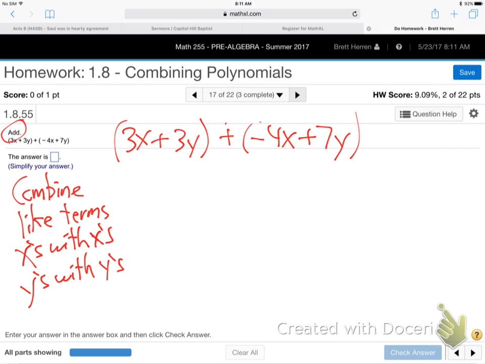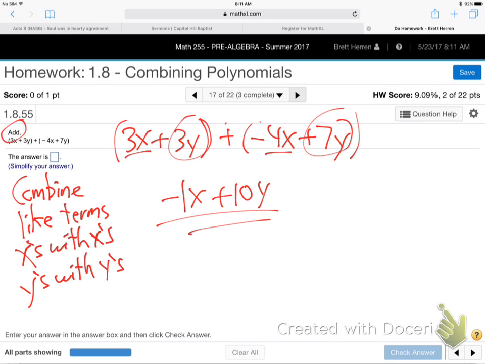So we're just going to combine this. 3x minus 4x is minus 1x. 3 minus 4 is negative 1x. And then 3y plus 7y is 10y. And we're done. That's all they want.